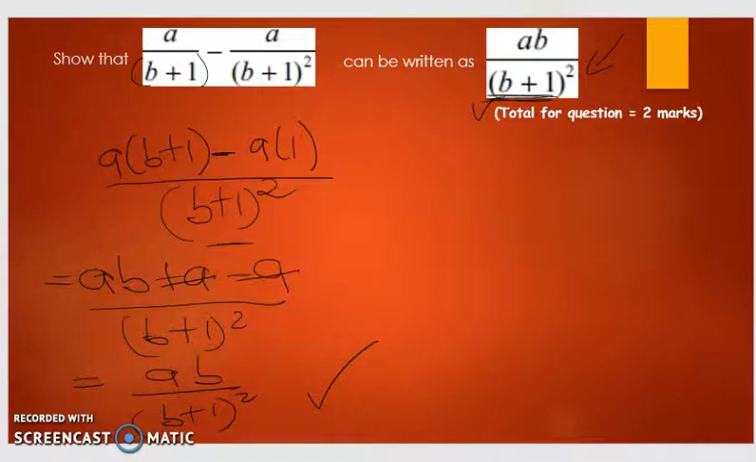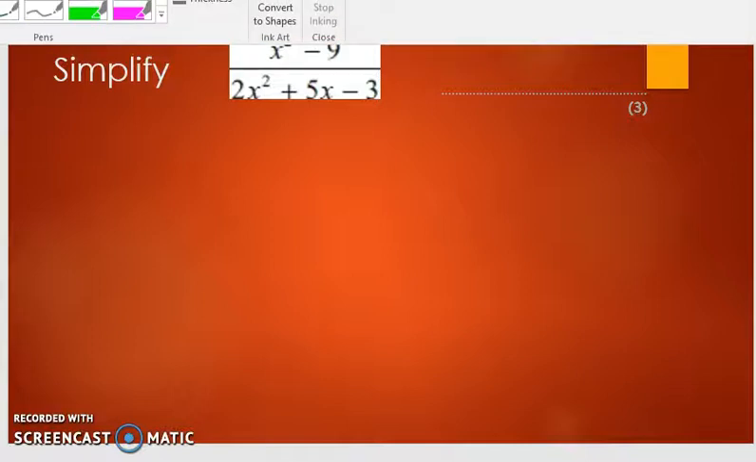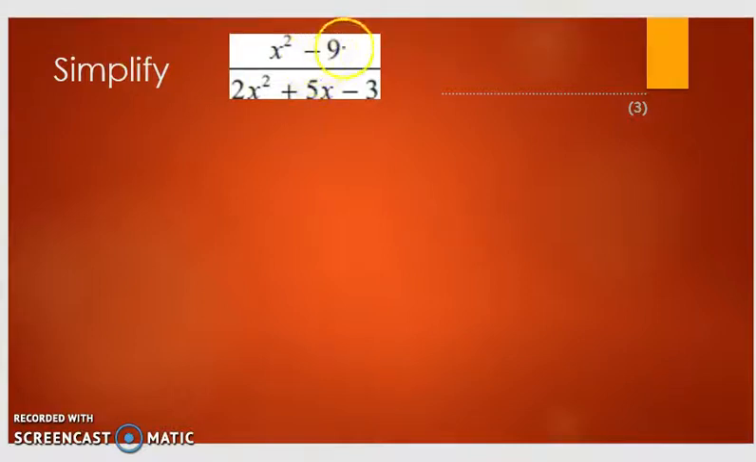Okay, next example for us to look at. Now, this is fairly different from the 2 previous ones because we will need to do a little bit extra work in order to simplify both numerator and denominator before we cancel out. So let's consider the numerator. How would we factorize this?